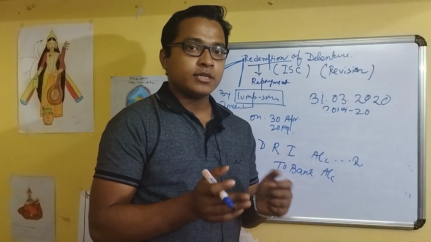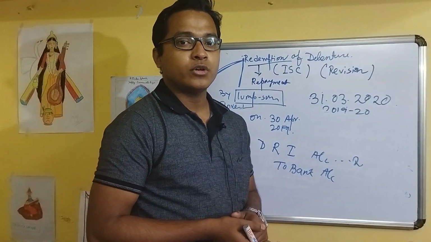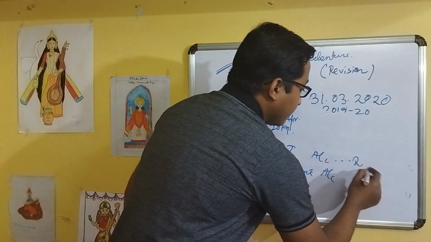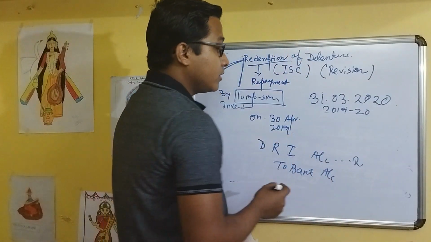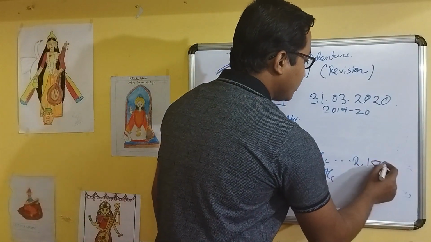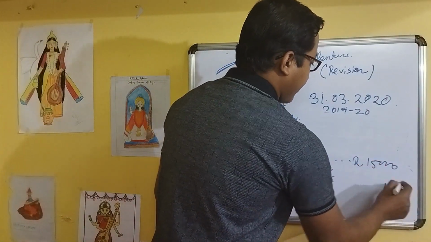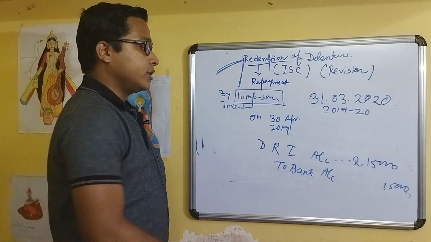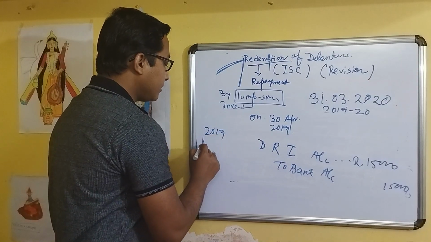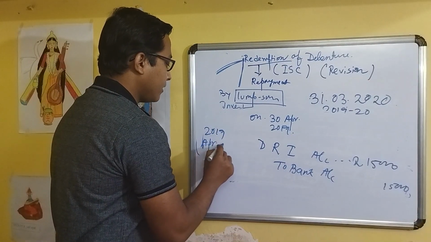The entire amount, since it is a lump sum, the entire amount of debenture is going to be redeemed. So 15% of the debenture value: 1 lakh rupees is your debenture value, and 15% is 15,000. So the journal entry is, 2019 April 30.